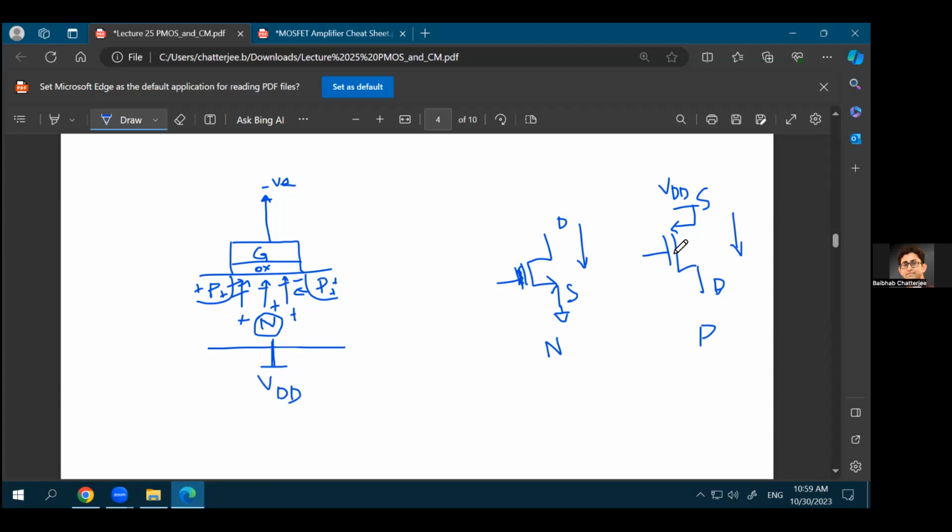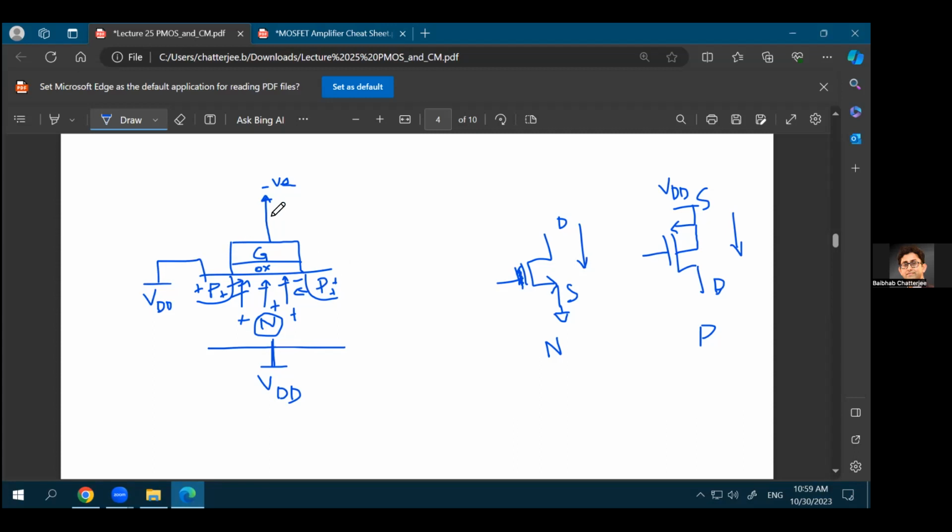So usually the bulk of the PMOS is connected to VDD, and also the source of the PMOS is connected to VDD, so that this junction, the PN junction, is not forward biased. Also, this other PN junction is not forward biased because the N-type bulk is already connected to the highest voltage, which is the VDD.